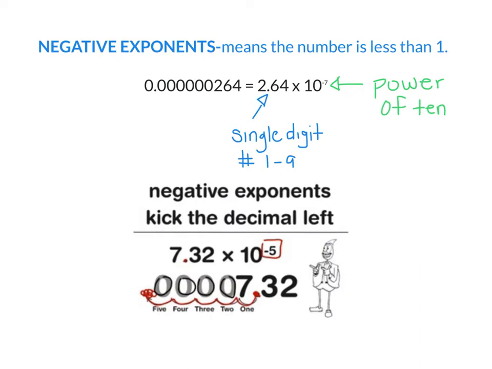Negative exponents mean the number is less than 1. This really small number in scientific notation is written as 2.64 times 10 to the negative 7. My first digit between 1 through 9 is 2. I have to move the decimal from here, 1, 2, 3, 4, 5, 6, 7. Thus, an exponent of negative 7. So when I have to move to the left, my exponent will be negative.